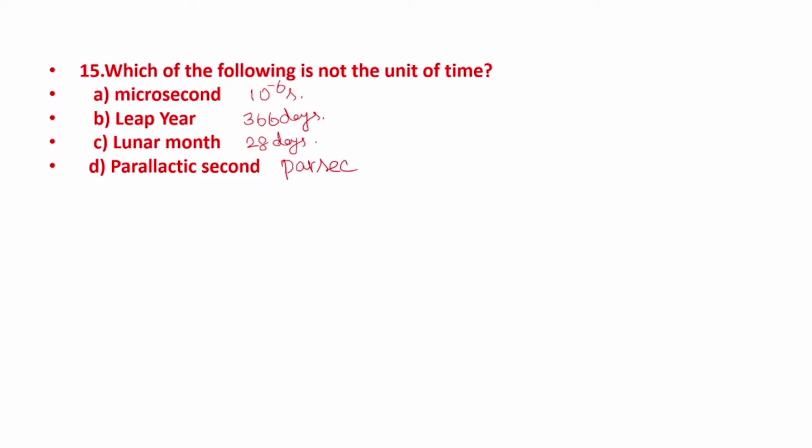What is parsec? Parsec is 3.26 light year. What is light year? Light travels in a vacuum for 1 year. The value of light year is 9.46 into 10 power 15 meter. Meter is the unit of length. So parallactic second is not a unit of time. For that only I asked repeatedly. So option D is the correct answer.